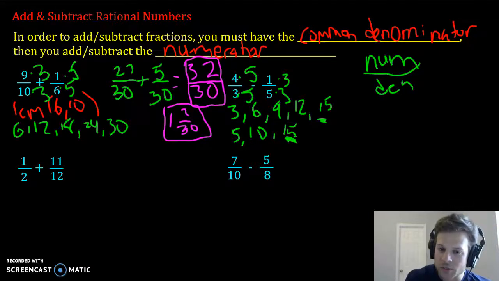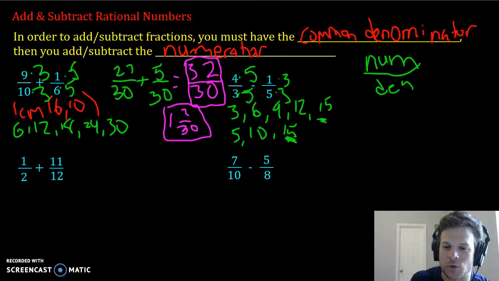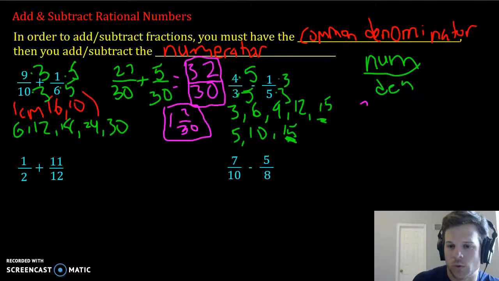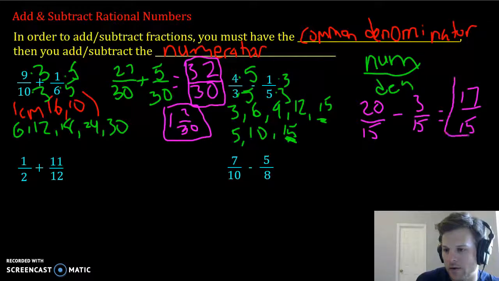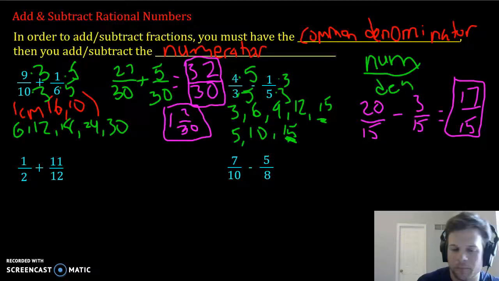If you always do that, there may be some instances where you have to reduce your fractions at the end. And I'm going to show you in one example when you have to reduce at the end. So 4 times 5 is going to be 20 over 15. 1 times 3 is 3. And 5 times 3 is 15. So there's our common denominator. Subtract straight across, 17 over 15. Okay.